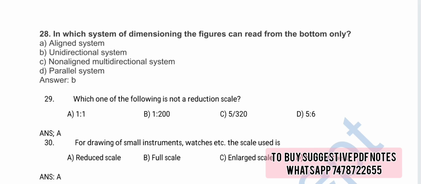29. Which one of the following is not a reduction scale? 1 is to 1, 1 is to 200, 5 is to 320, 5 is to 6. The answer is A, that is 1 is to 1.